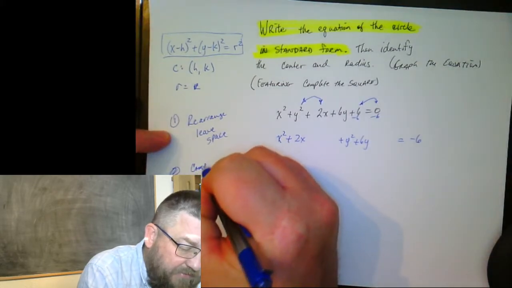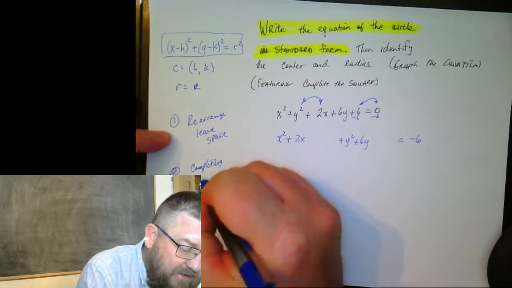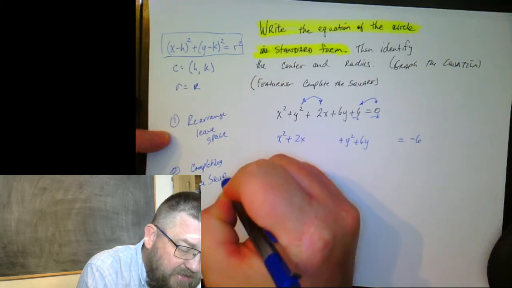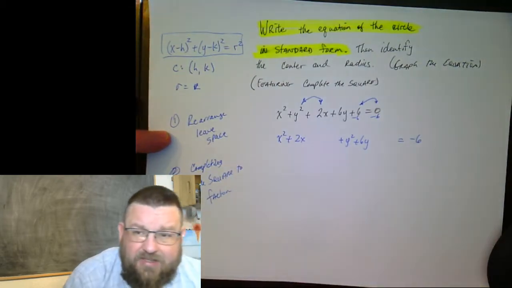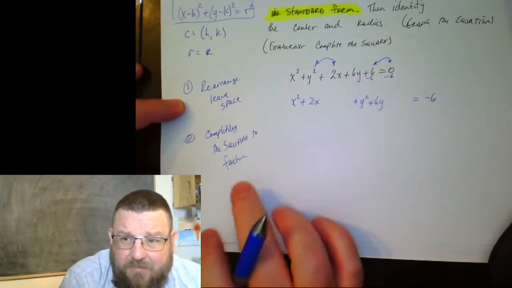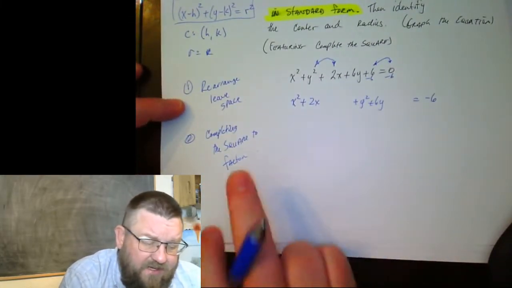This is what we're going to be doing. We're going to be completing the square to factor. That's the hard part right there. We're going to end up having to complete the square for this in order to factor it.